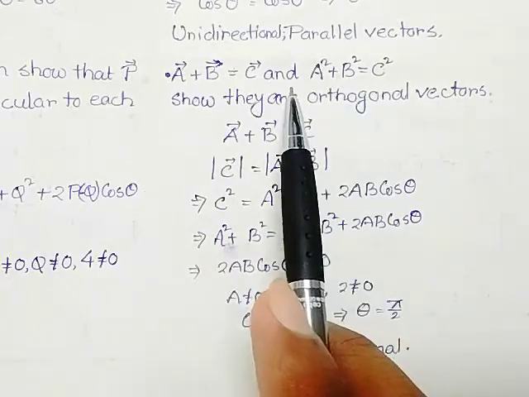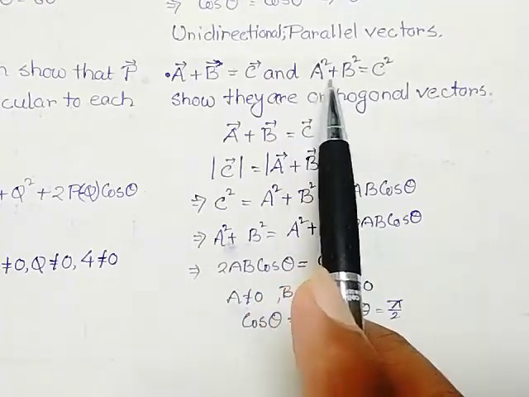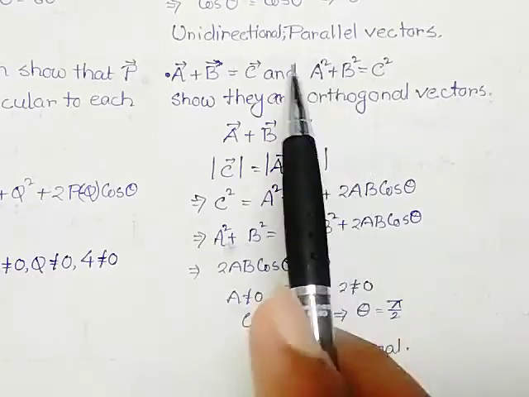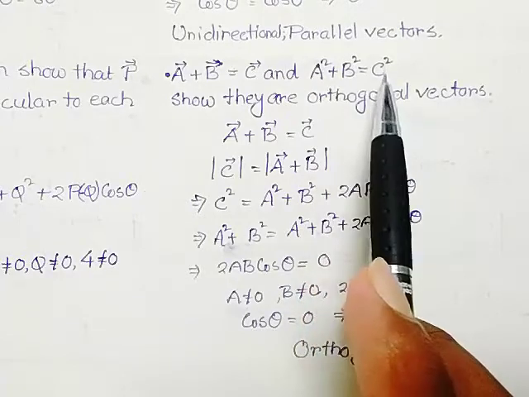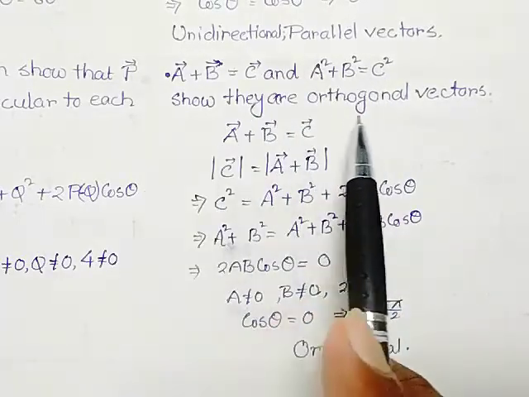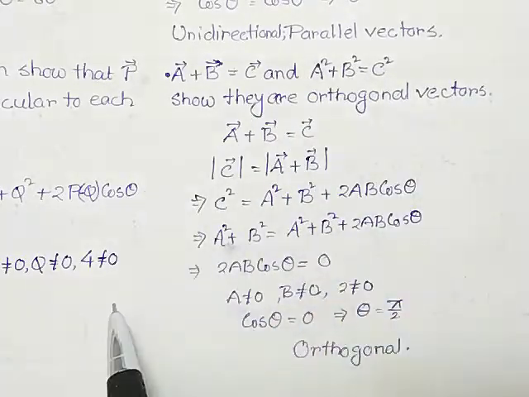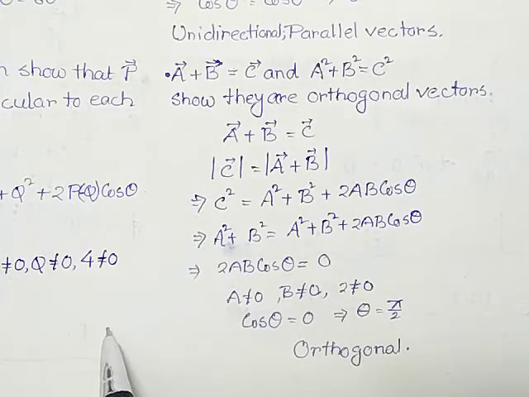But the relation for the scalar is something different. That is, the sum of the squares of a and b, a square plus b square, is equal to the square of the resultant, c square. A square plus b square equal to c square means they are orthogonal vectors. Orthogonal means they are perpendicular to each other, the angle between them is 90 degree. You have to show this.